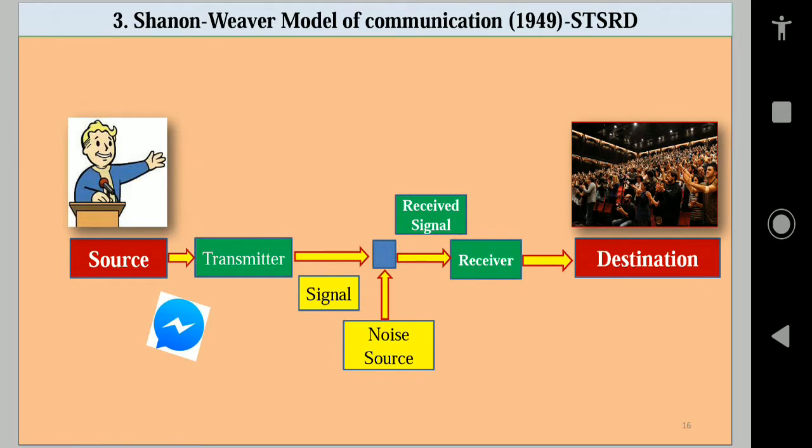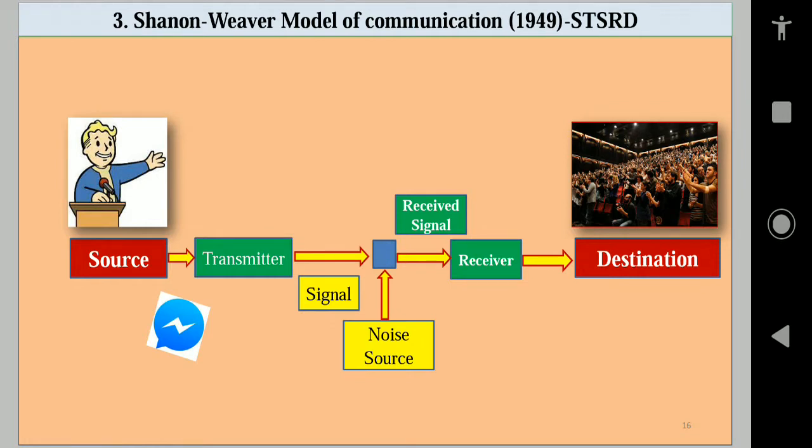Next come to the Sennenhofer model of communication, developed in 1949 by Sennenhofer, and short form is STSRD. Here 5 ingredients are there in the Sennenhofer model. What are those? Source, transmitter, then signal, receiver, last one is your destination. The Sennenhofer model is consistent with Aristotle's proposition. Compared with the Aristotle model, source is the speaker, signal is the speech, and destination is the audience. Plus 2 added ingredients, a transmitter which sends out source message and a receiver which catches the message for the destination.